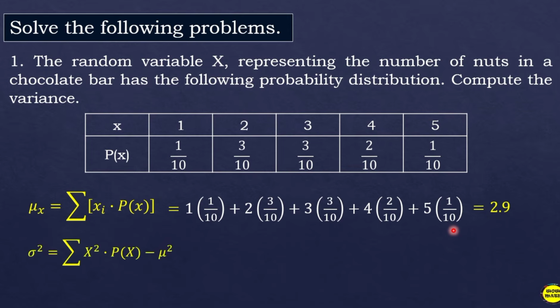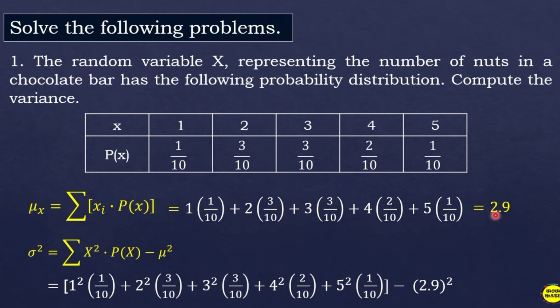Okay, since ang pinapahanap sa atin is variance, makukuha na natin yung variance since meron na tayong value ng mean. Okay, so paano computing yung variance? Squared lang natin yung value ng random variable natin. So, 1 squared times 1 over 10 plus 2 squared times 3 over 10 plus 3 squared times 3 over 10 plus 4 squared times 2 over 10 plus 5 squared times 1 over 10.